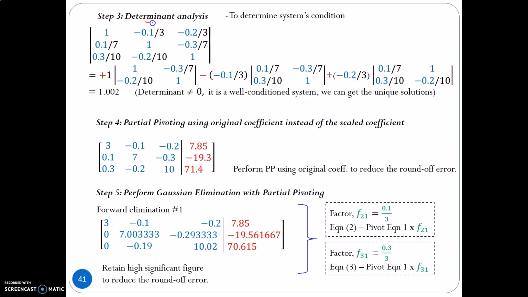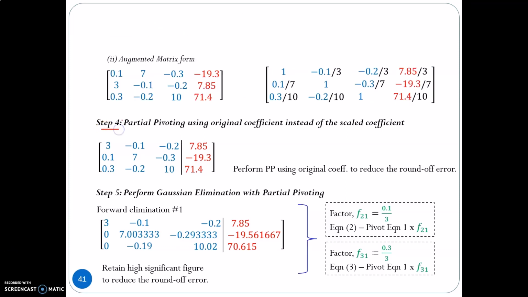Then we continue to perform the determinant analysis on the matrix A, which has been scaled. You obtain the result to be 1.002. This tells the system condition, where you obtain a determinant not equal to 0, which means it's a well-conditioned system, and we can obtain unique solutions here.